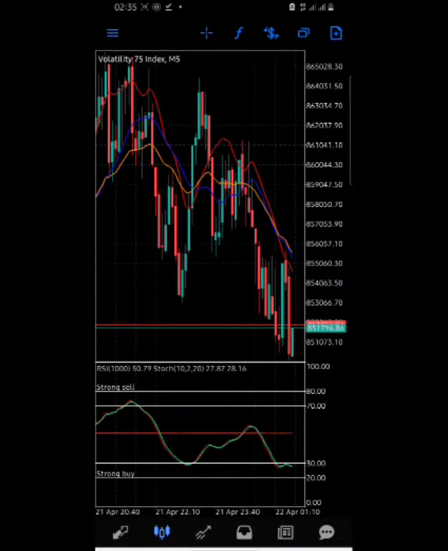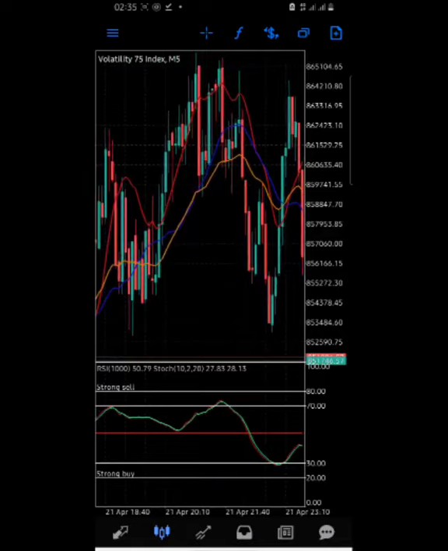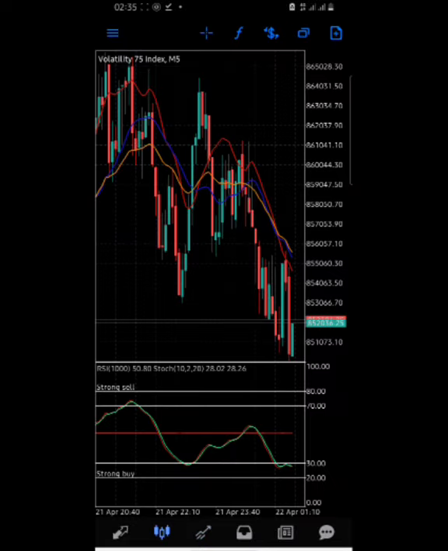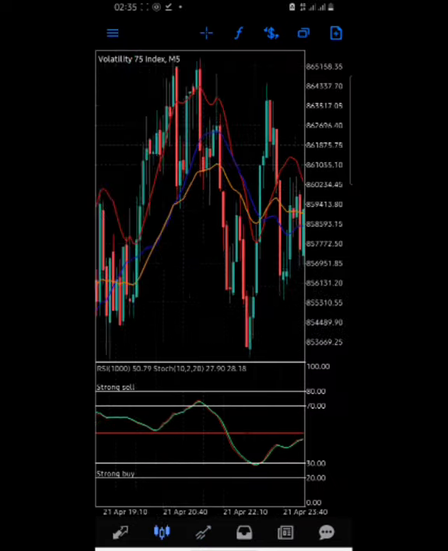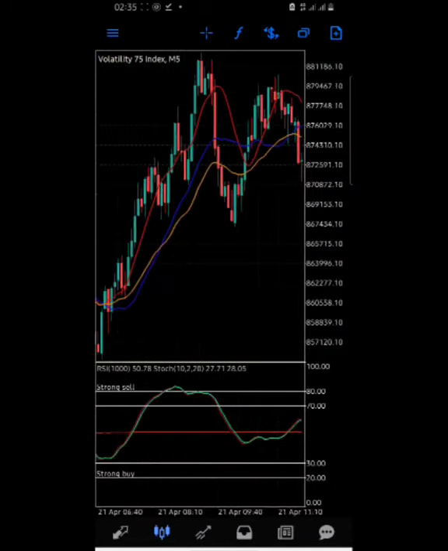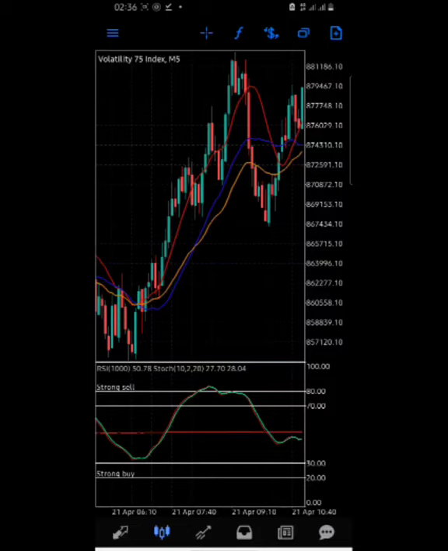All right, so this is what we're working with now. This is Volatility 75, obviously. I traded it on my real account, so this is a demo account like usual. I haven't traded it on here so far. Right now, as you can see on this chart, it's not confusing at all, quite interesting and simple, and it works so far.